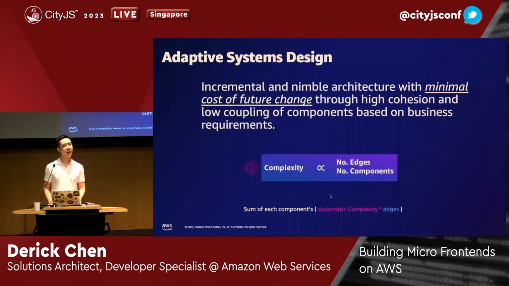To give a very quick introduction to what we mean by adaptive systems design, the core principle is about having a nimble architecture that has the least cost of future changes. If you think about your existing code bases, how many people think that your current code base needs a refactor? And how many of you actually want to do the refactoring? All right, that's right. We are all amazing developers.